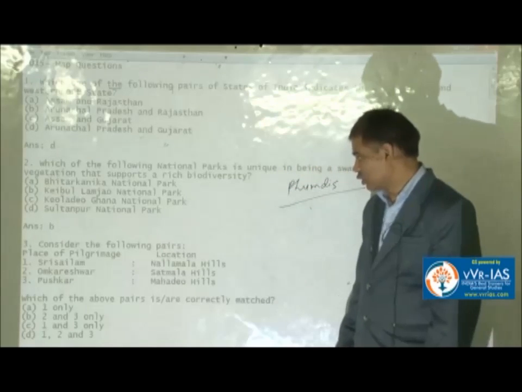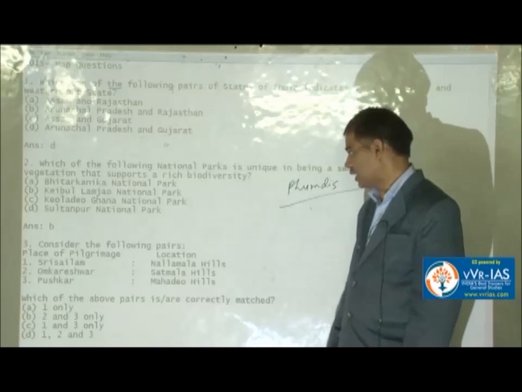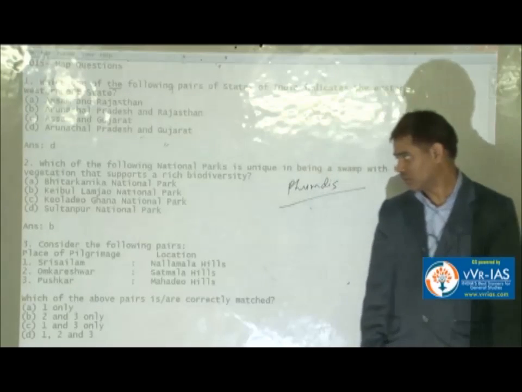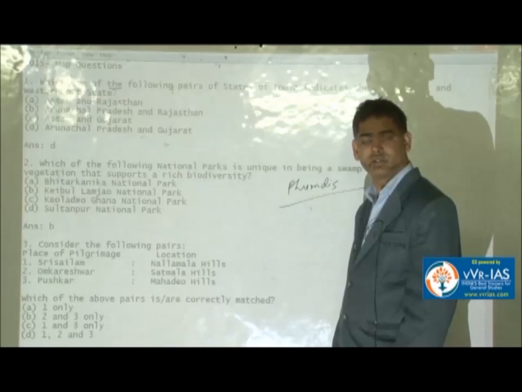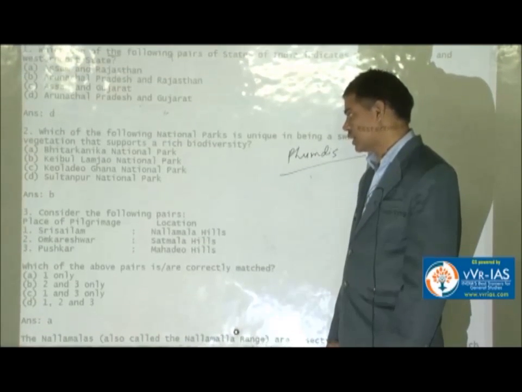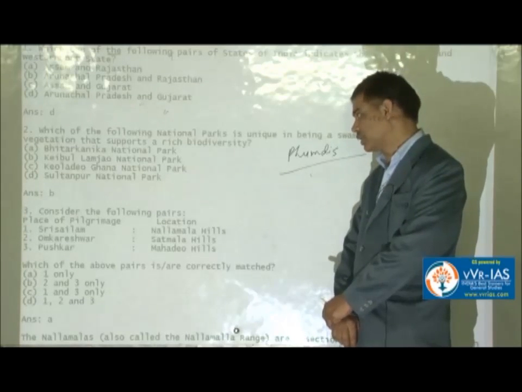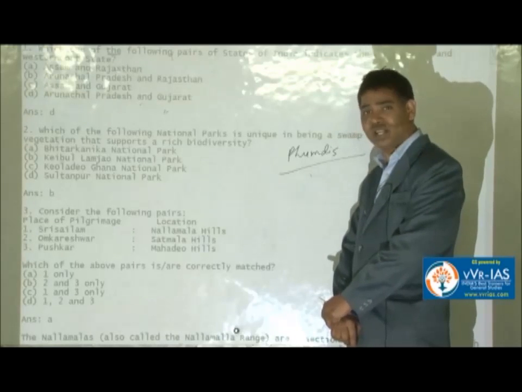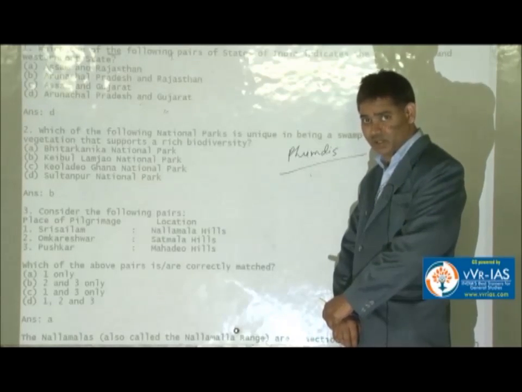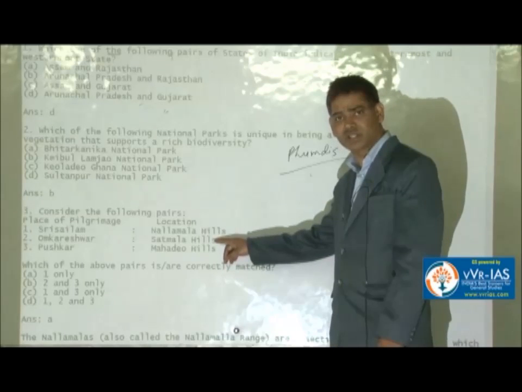Now you see Omkareshwar, matched with the Satmala Hills. Where is Omkareshwar? That is the question. Omkareshwar is a cultural place. There is a mount, there is a temple. This is located in Madhya Pradesh. But Satmala Hill is not located in Madhya Pradesh. Satmala Hill is located in Maharashtra, and hence this is not correctly matched.